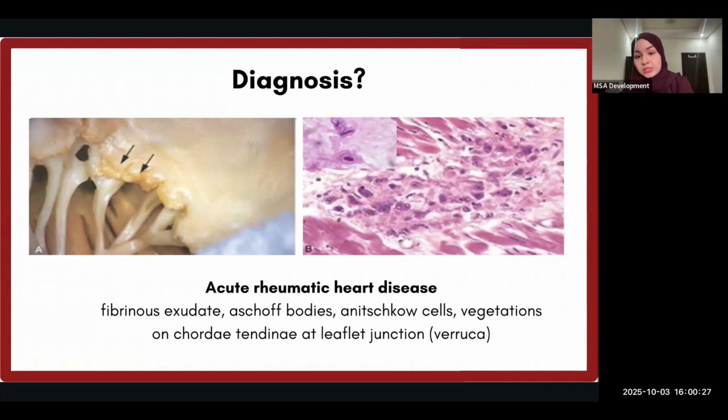Now, histologically, what can you see in acute rheumatic heart disease? You can see two main things. First is this here, which is an Aschoff body. And then within the Aschoff bodies, you have what are called Anitschkow cells, which are basically reactive histiocytes.